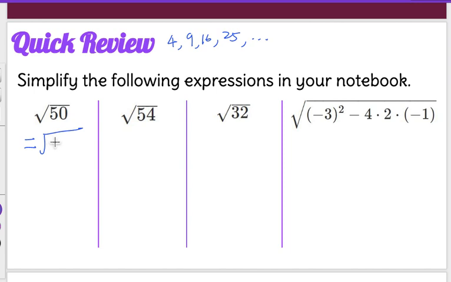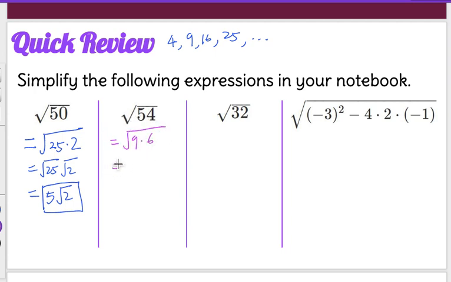For example, the first one, I'm going to break down as 25 times 2, and then it becomes square root of 25 times 2, which is 5 radical 2. Because square root of 25 is 5, this is how we get the answer. For 54, I'm going to change it to 9 times 6. Some students might wonder, why can't I use 2 times 27? Because neither of those numbers is a perfect square. So I'm going to break it down to square root 9 times square root 6, which is 3 radical 6, and that's it. That's how we simplify this one.